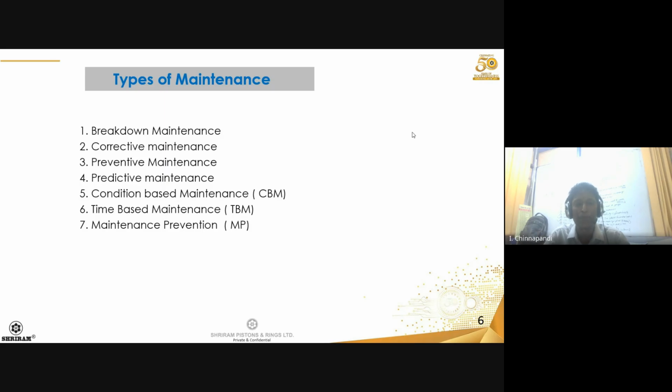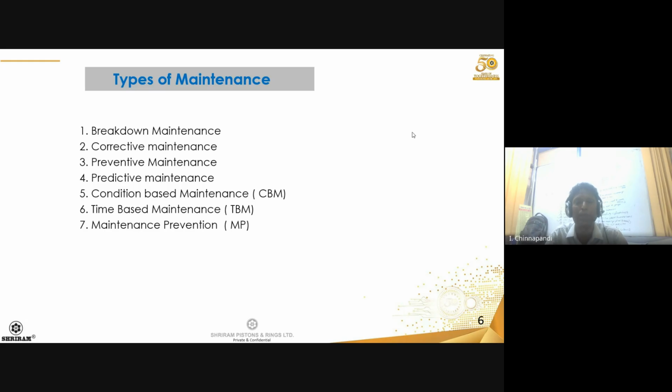These are the types of maintenance: breakdown maintenance, corrective maintenance, preventive maintenance, predictive maintenance, condition-based maintenance, time-based maintenance, and maintenance prevention. In the earlier age, the 1950s or 60s, they used to do breakdown maintenance. Whenever a breakdown came, they immediately fixed it. Then it moved to corrective maintenance: if a breakdown occurs, they fix it, then make some correction so it does not happen again. Then it moved to preventive maintenance.